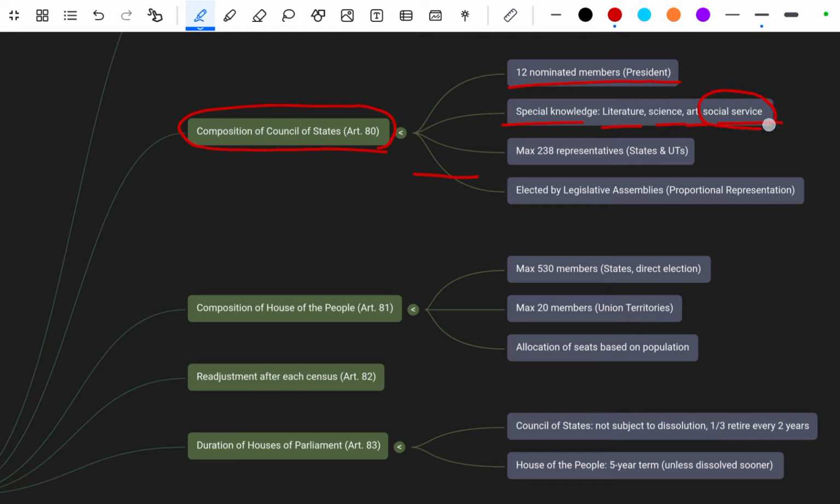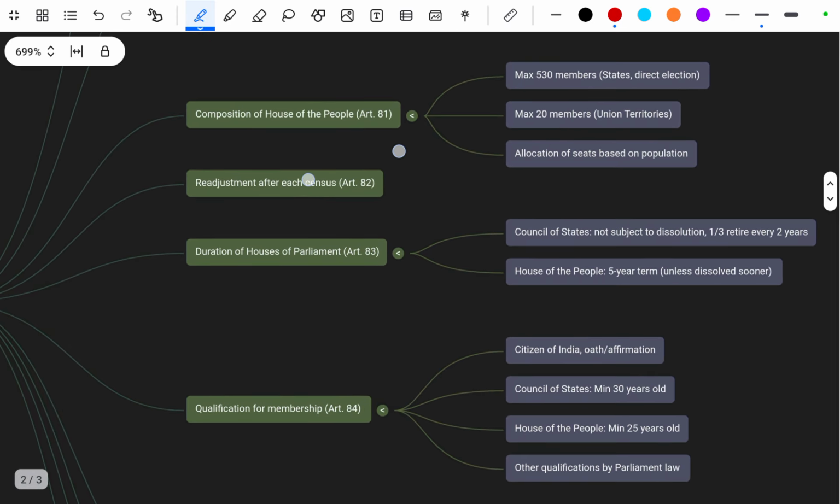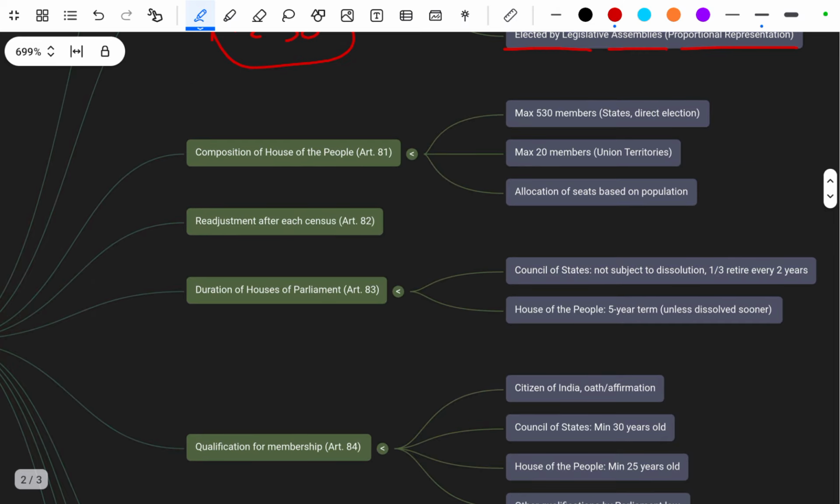So that is not, here is social service. Next is the maximum 238 representatives from the states or UTs, and 12 are nominated. So total there are 250 members. Okay. Next is elected by the legislative assembly, proportional representatives, legislative assemblies of states, right. So that is about the composition of the Council of State, that is under Article 80.